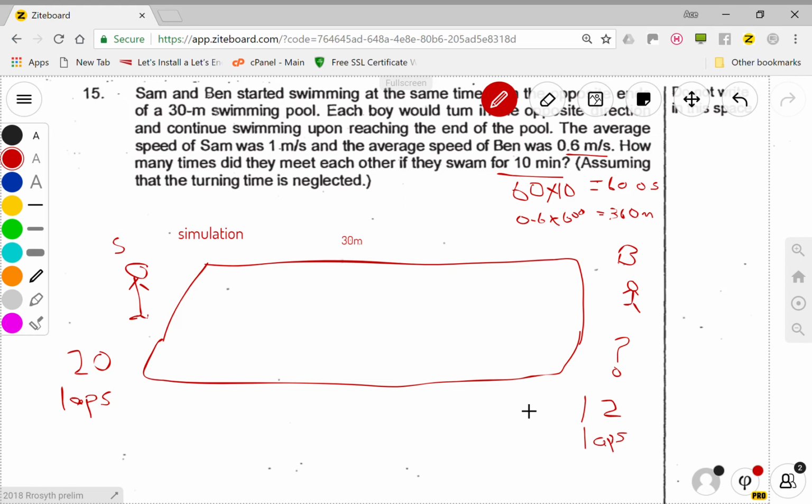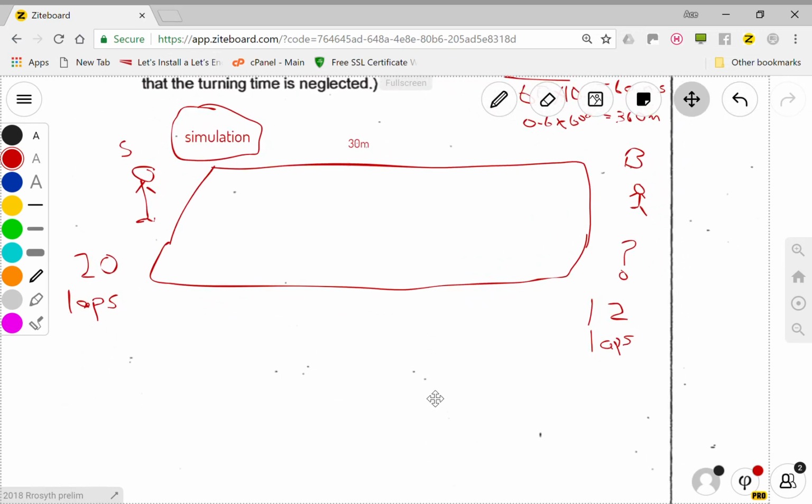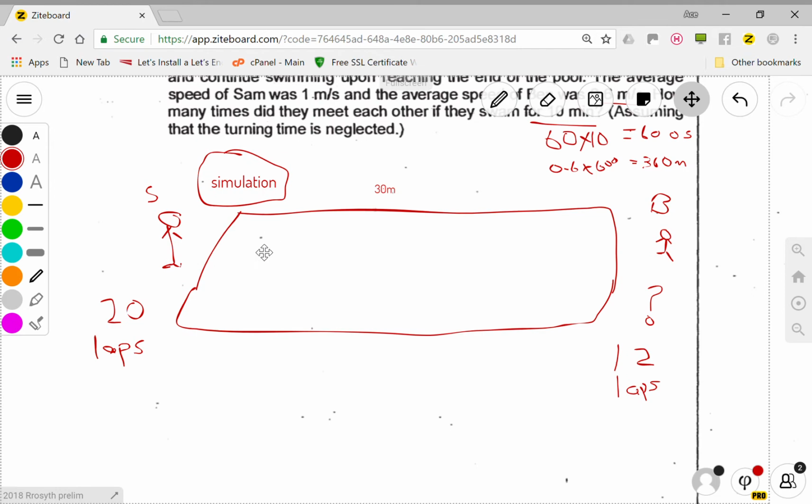If you are a mathematician, you'll be like, okay, I got 20, I got 12 here, how to calculate? The solution for this is not to calculate, it is to simulate. You've got to simulate the guy actually swimming. So we want to do one simple simulation. Imagine Sam jumps in and swims 2 laps, just for example. He goes here and comes back. Then let's say Ben, within that same time, only swims 1 lap.